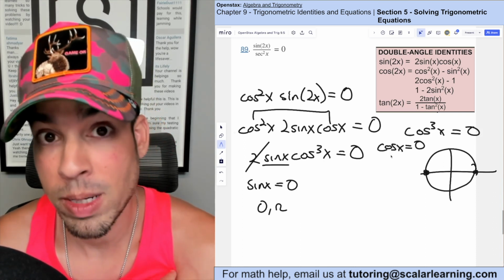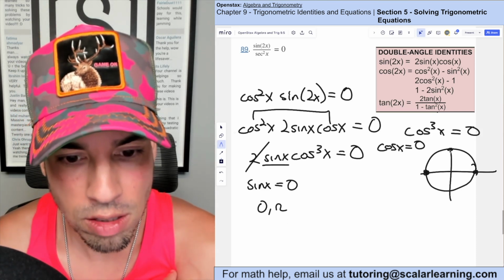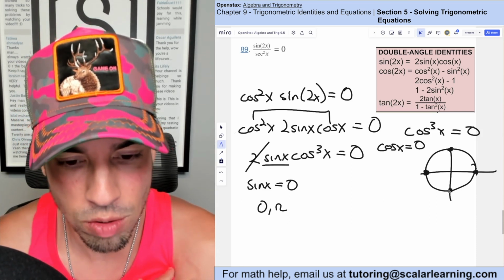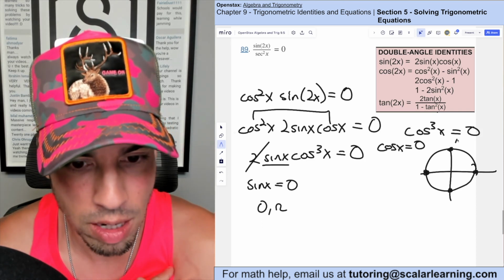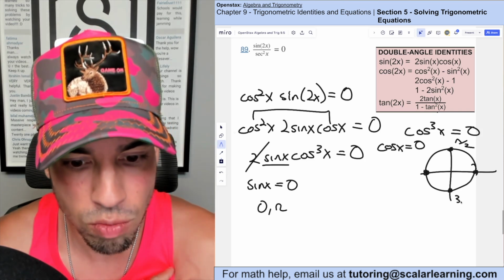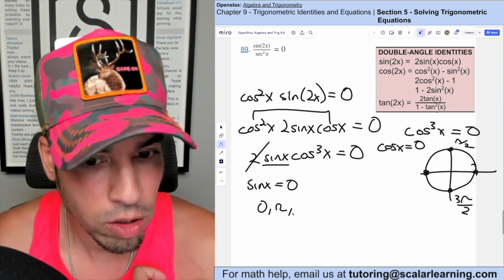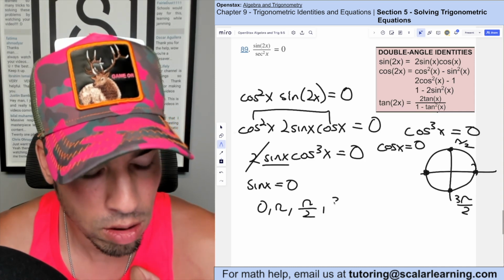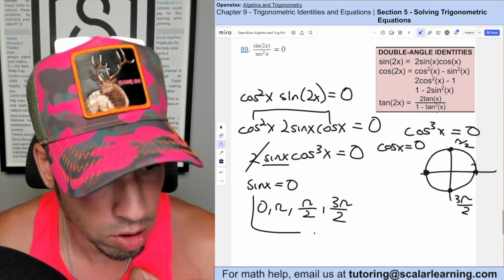And cosine corresponds to x values on the unit circle. That's going to occur here and here. That's when the x values are going to be 0. This is going to be occurring at pi halves and 3 pi halves. So my other two solutions are pi halves and 3 pi halves. So these are your solutions.